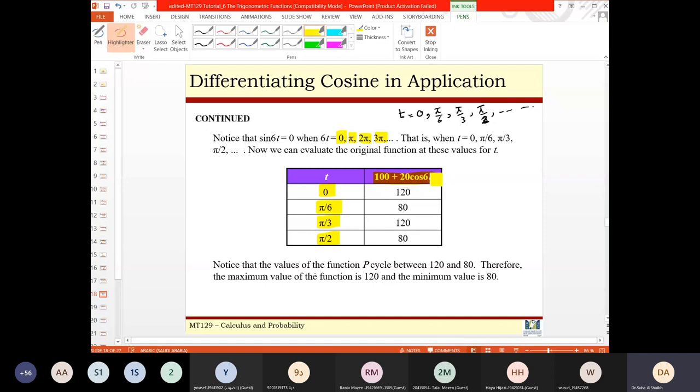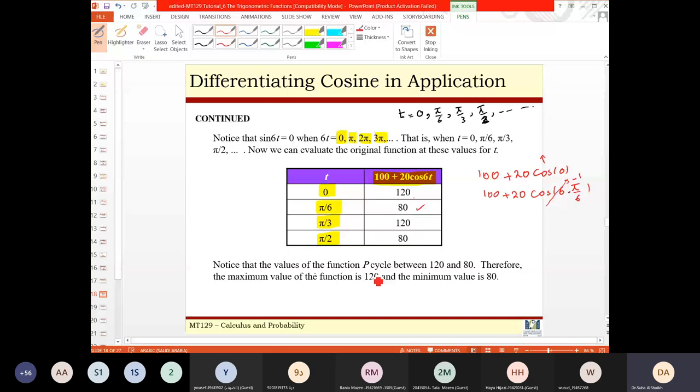This is the function that I have. It's 100 plus 20 cosine 6t. If we put in 0, this will be 100 plus 20 cosine 0, which is 20, because cosine 0 is 1. And for pi over 6, it will be 100 plus 20 cosine 6 times pi over 6, so this is cosine pi, and cosine pi is equal to minus 1. This will be 100 minus 20.